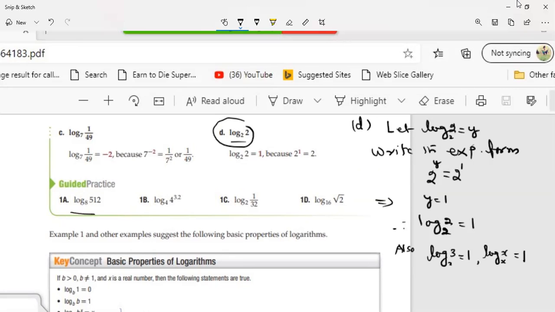So this is the guided practice. I suggest you do all these 4 questions in the same way that I did. Okay, so you can do it.